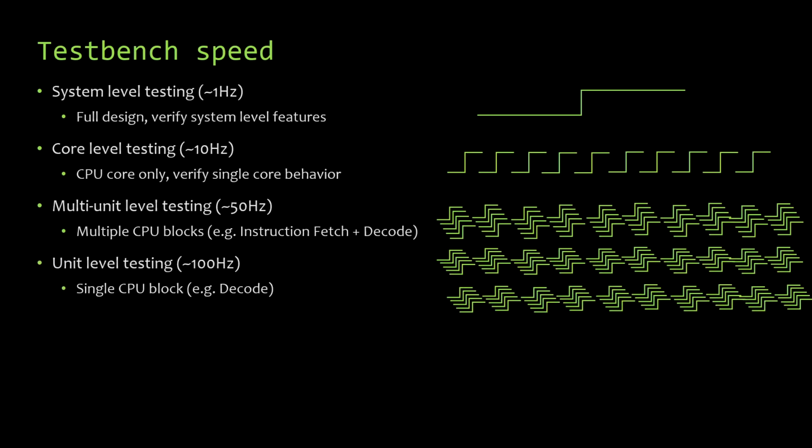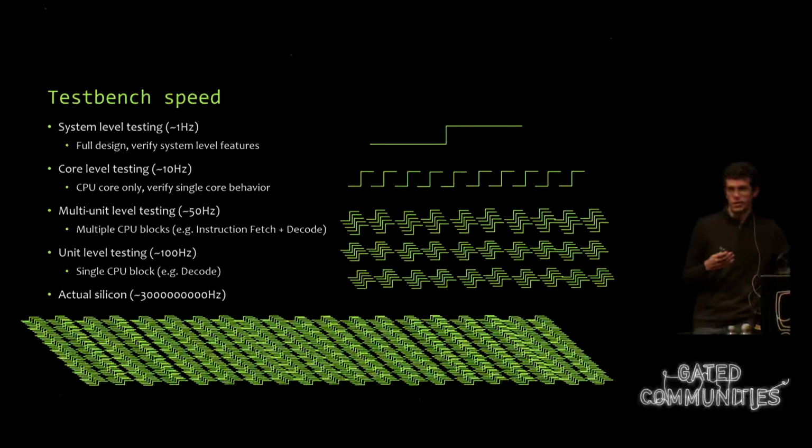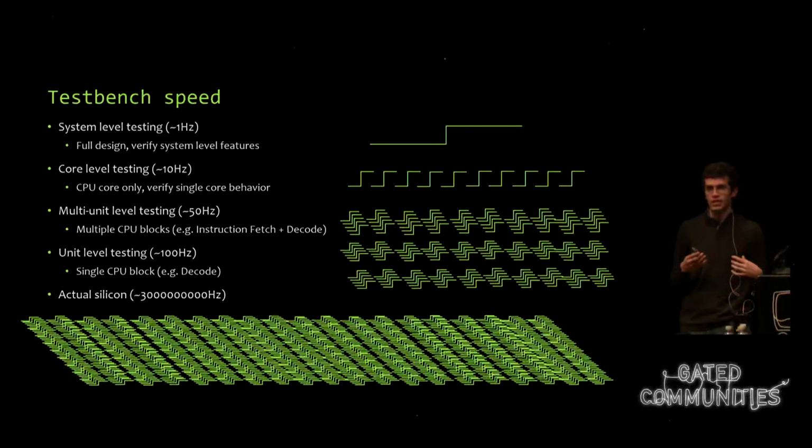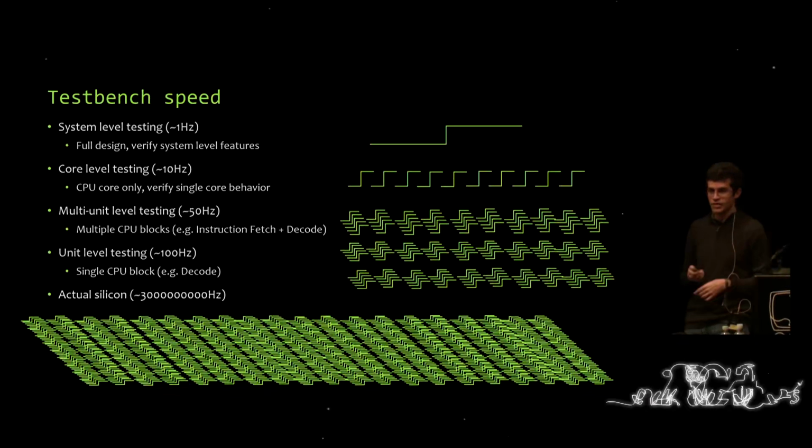Now, compare that for a minute to real silicon, which runs at 3 billion cycles per second. And you'll see this is far off. In fact, in the very first second that you power on a CPU, that's the equivalent of 9.5 years of testing at the system level. So basically, as soon as you turn the thing on, it's already gone through more verification than it ever did.